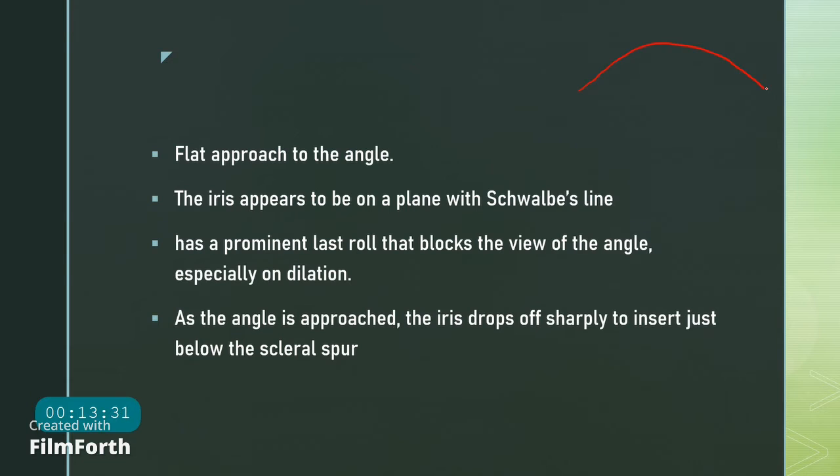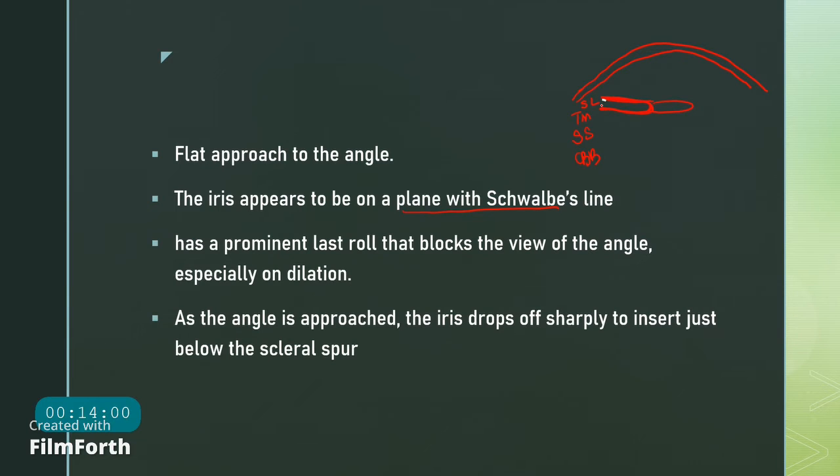So what I mean to say is, if this is the cornea, and here you have the Schwalbe's line in the angle, trabecular meshwork, scleral spur, the ciliary body band roughly. This is how the angle structures are present, and then you have the iris. Now the iris is going to the pupil. The iris is going to be present in the plane of the Schwalbe's line, flat like this. The iris appears to be in the plane with the Schwalbe's line for a period of time.